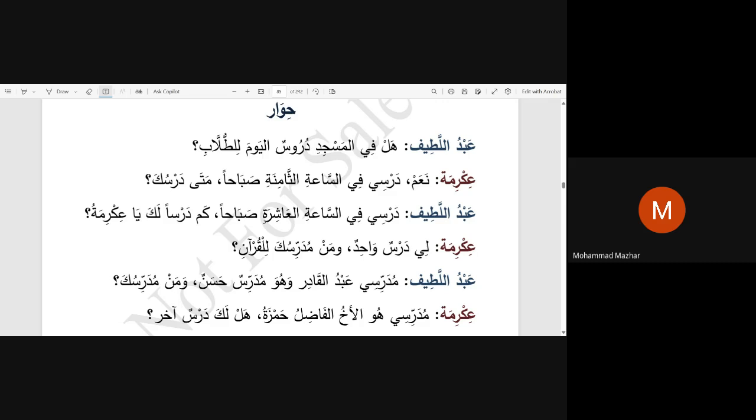Are there classes today in the masjid for the students? Where it says للطلاب, that lam is for possession, for the students. If we were already talking about students, I could say, هل في المسجد دروس اليوم lahum, for them. Do you understand? Are you with me?